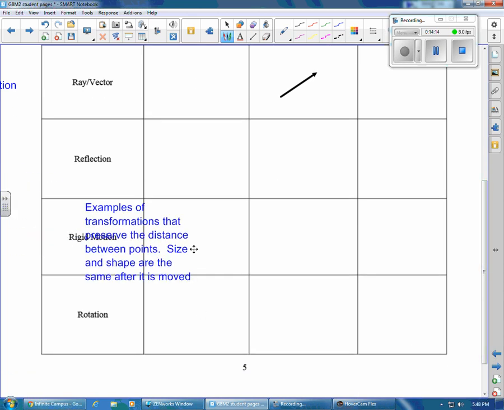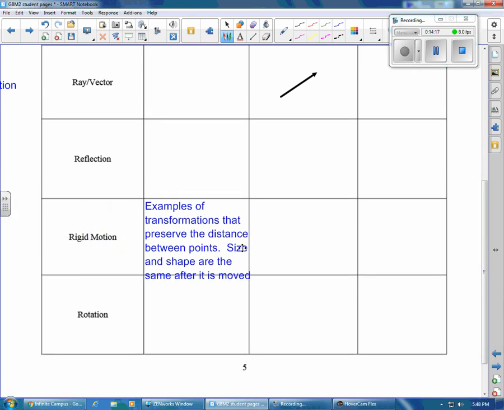Rigid motion. Rigid motions are examples of transformations that preserve the distance between points. So the size and shape are the same after it's moved. All of the transformations that we're going to be doing in Module 2 are going to be rigid motions. Now, I don't have an actual drawing for you, but as an example, think about moving the furniture in your living room or in your bedroom. You are not changing the shape of the room, nor are you changing the shape of your furniture. You're just moving it from one area to the other, and that's what all of the rigid motion transformations do.